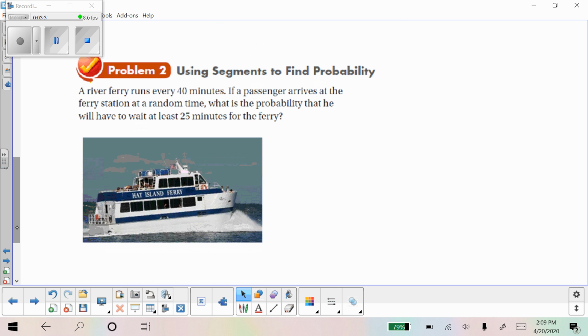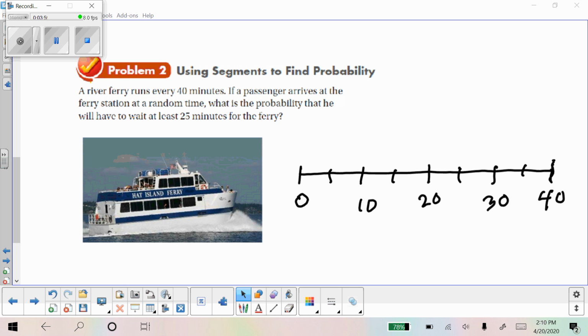All right. So on problem 2, we're going to think of this problem as a number line. So I'm just going to create a number line just ahead of time. So it says a river ferry runs every 40 minutes. If a passenger arrives at the ferry station at a random time, what is the probability that he will have to wait at least 25 minutes for the ferry?